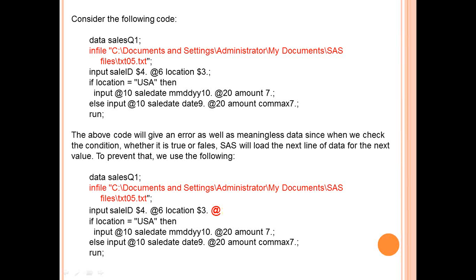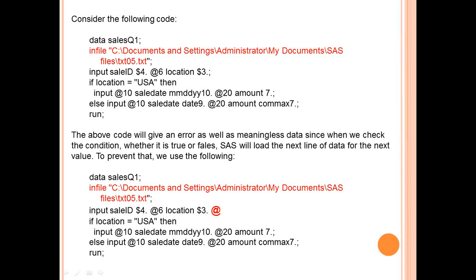So let's say that this time, the above code will give you an error as well as meaningless data, since we have checked the condition. Whether it is true or false, SAS will load the next line of the data for the next value. To prevent that, we use the following, right? Now, the code which we have written, definitely it's giving us some error.